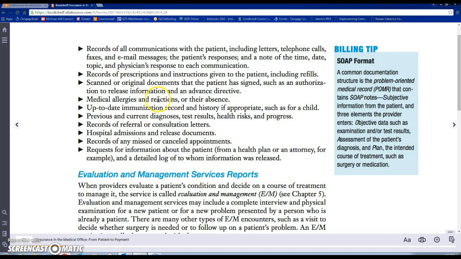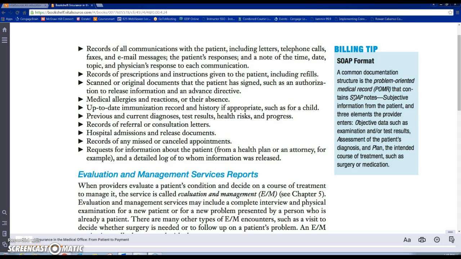SOAP, over here on the right hand side, is a common form for documentation in medical records. Now, most of the time these are not written down. They're actually done through an EHR, and a lot of them are set up in this format. The S stands for subjective, so that's what the patient is telling you. What symptoms does the patient feel?